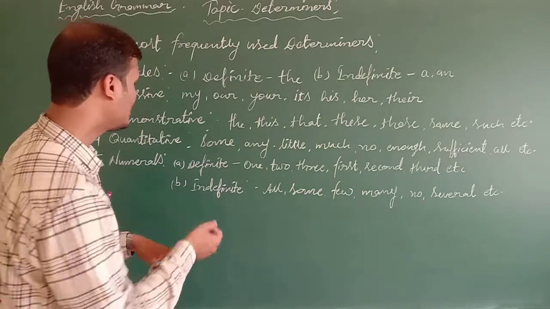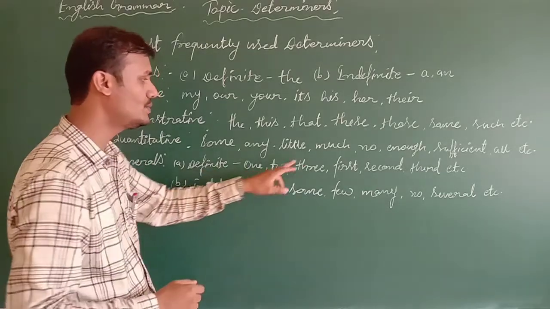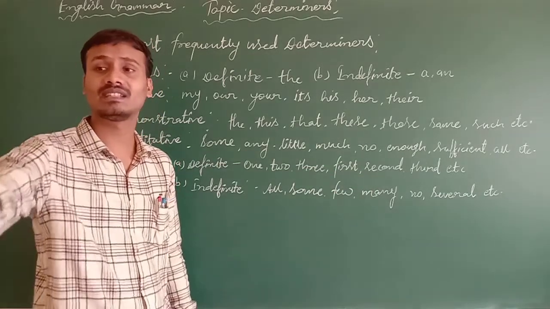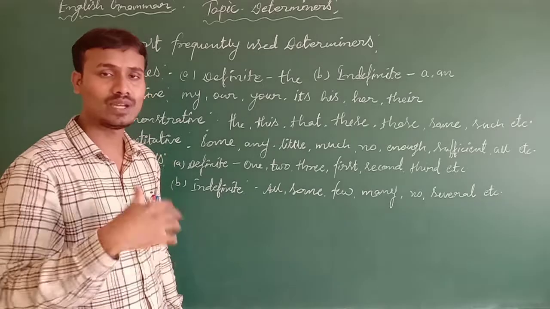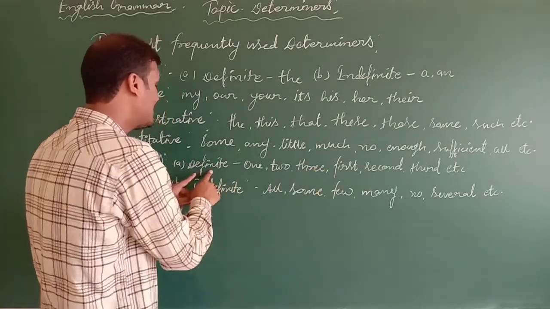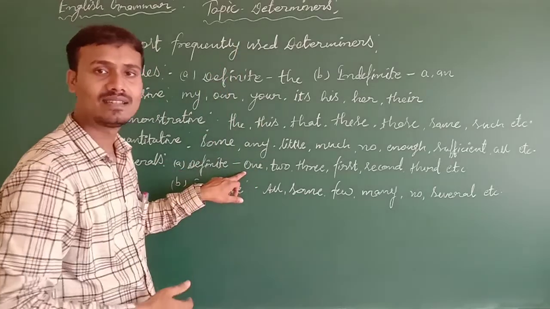Numerals. What are numerals? These are definite numerals like 1, 2, 3, first, second, third. Like I want the first one, the one who is there. I want the second bag that is kept there. So in this way, first or second, whatever you are talking about, all these words are definite numerals. So they also work like a determinant.